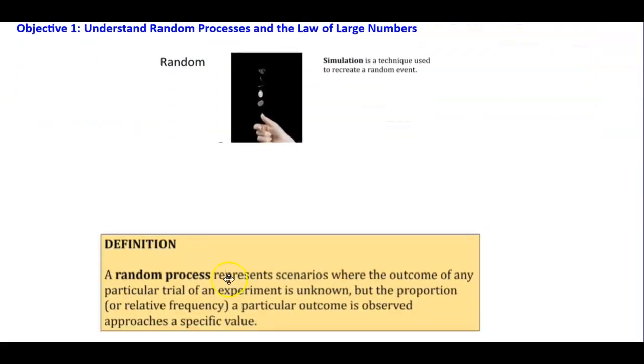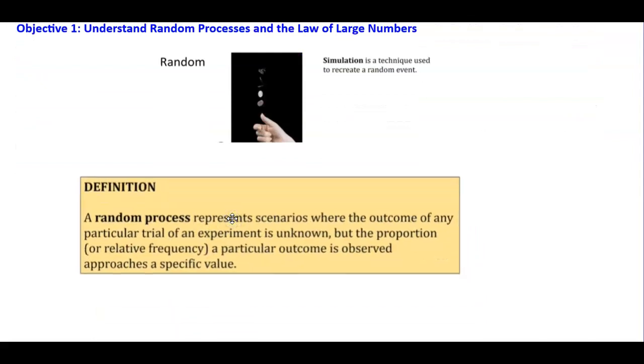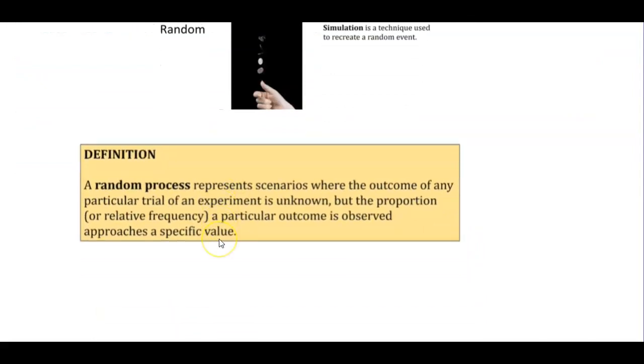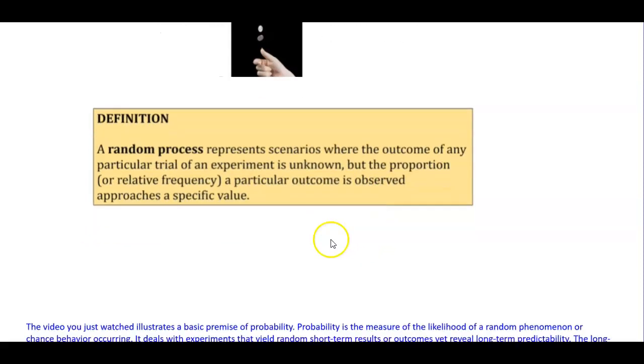Okay, so now we're talking about a definition. We need to talk about the definition of a random process. A random process represents scenarios where the outcome of any particular trial of an experiment is unknown, but the proportion or relative frequency a particular outcome is observed approaches a specific value.